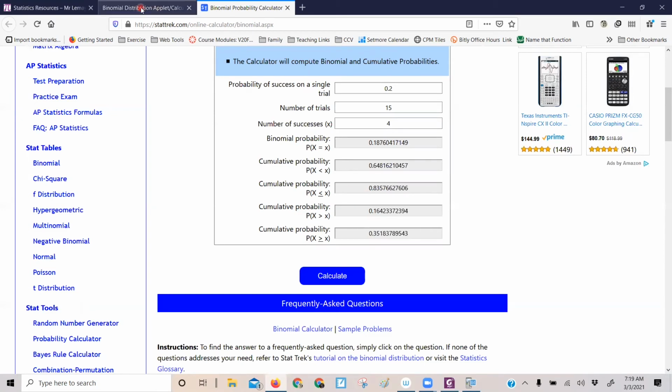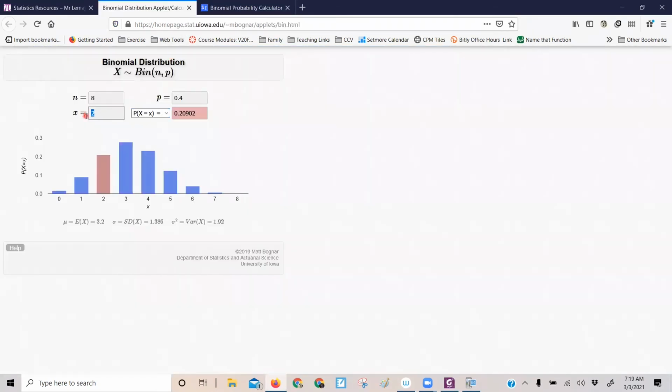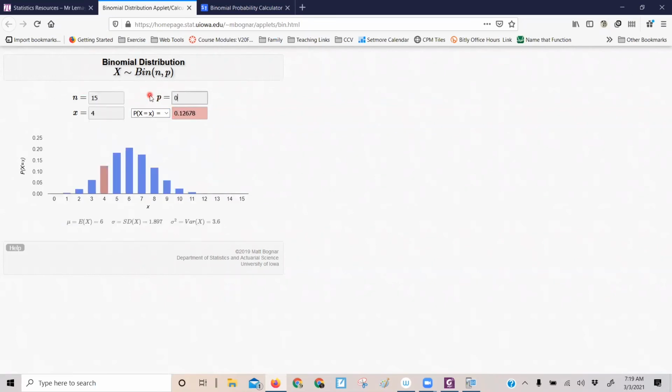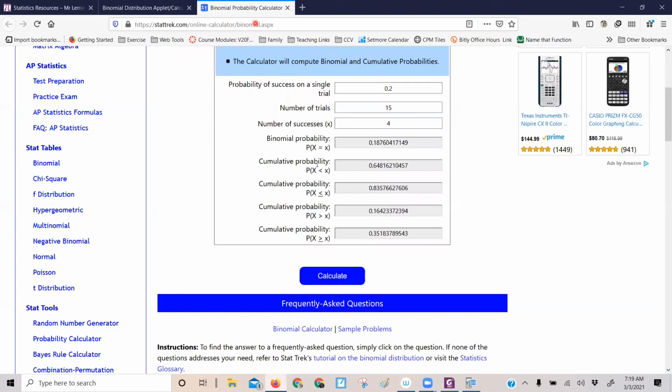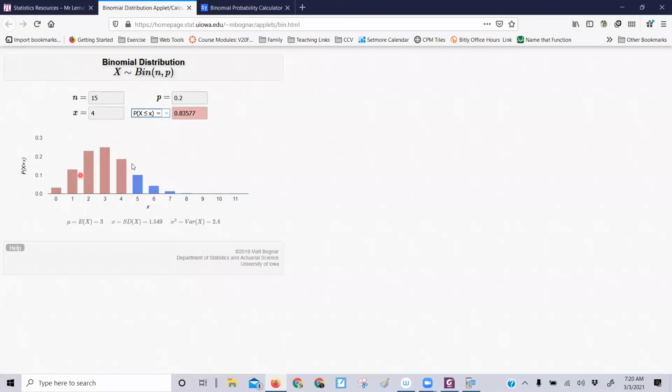If we went back here to this calculator and I typed in 4, let's see, what was this? 15, and this was 0.2, and I want less than. See how that gives me the 4 bar and all the way down to the 0 bar? This problem doesn't want me to include the 4. So let's look at that probability. Do you see how here, how this is less than or equal to? That's the same probability. This one doesn't include the 4. So it gives us both options without having to think about it.